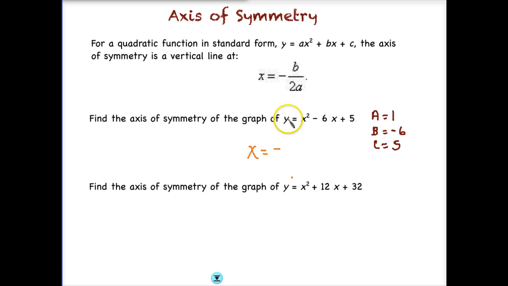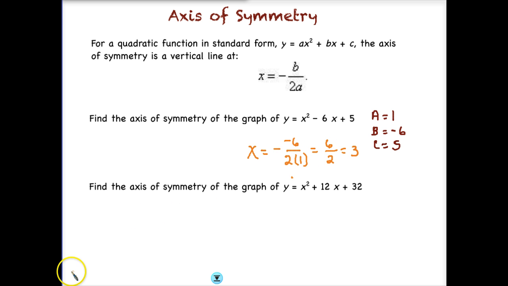Going back to our equation for the axis of symmetry, it's x equals negative b. Well, b is negative 6, so I've got a double negative here, divided by 2 times my a value, which is just 1. So let's go ahead and simplify. A negative times a negative is a positive, so that leaves 6 over 2 times 1, which is just 2. 6 is divisible by 2 evenly, and that equals 3. So the equation for the axis of symmetry for this line is x equals 3.